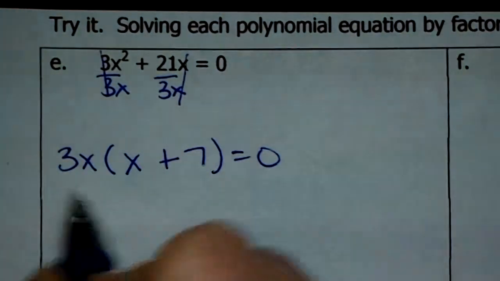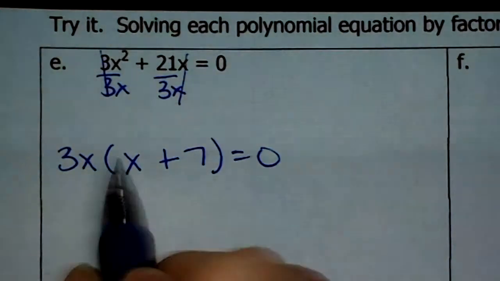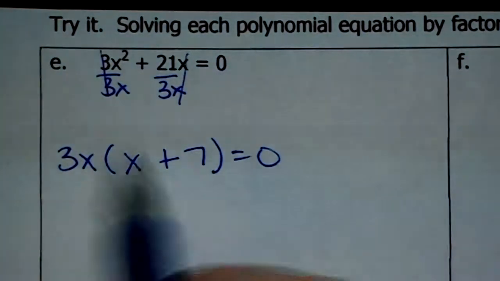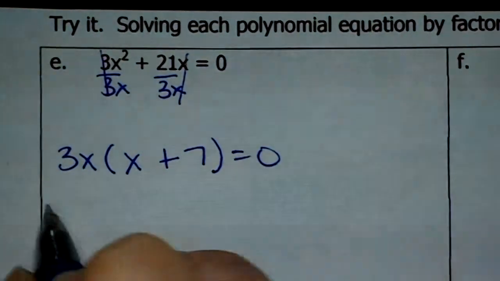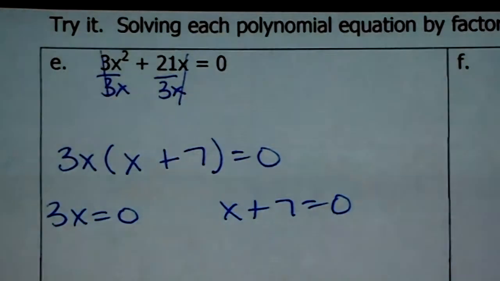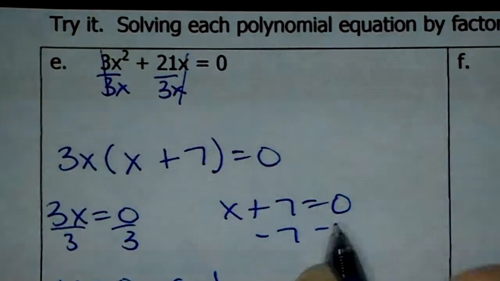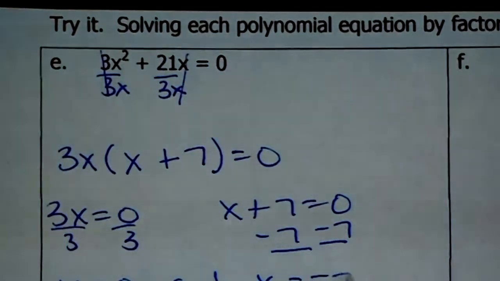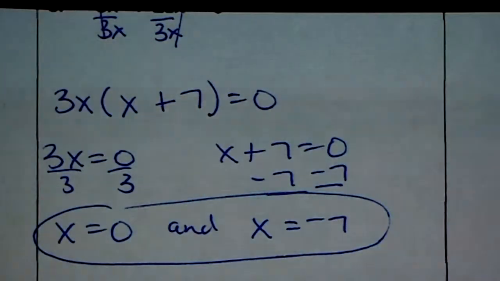Hopefully we're on track. So the two factors of this polynomial, in factored form, one of them has to be 0, or both of them, in order for this to be set equal to 0. So that means 3x can equal 0, and x plus 7 can equal 0. Divide by 3, x is 0, and subtract your 7, x equals negative 7. So basically what we did yesterday, once you get it written in factored form.